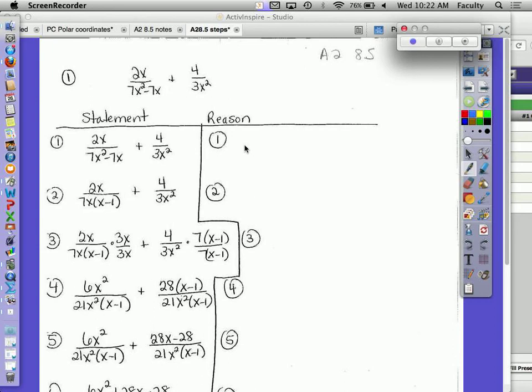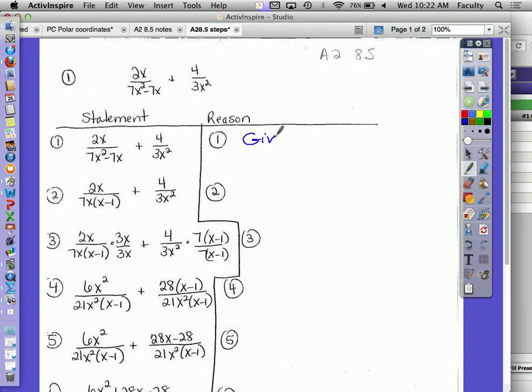All right, you're going to start with the given, okay? You should have a given. And then what I want you to do is look from the first row to the second row. What did I do? What's the only thing you noticed that I did? You factored. I factored, okay? You're going to factor the denominators. And in this case, there was only one that I needed to factor.